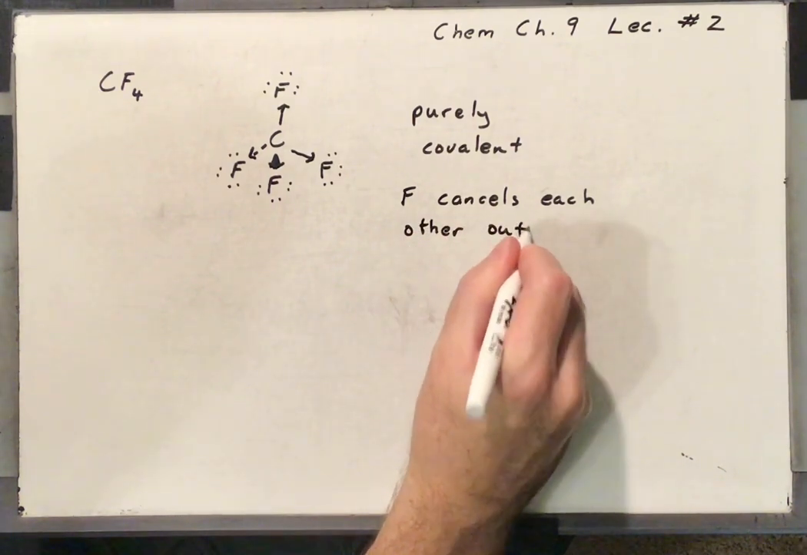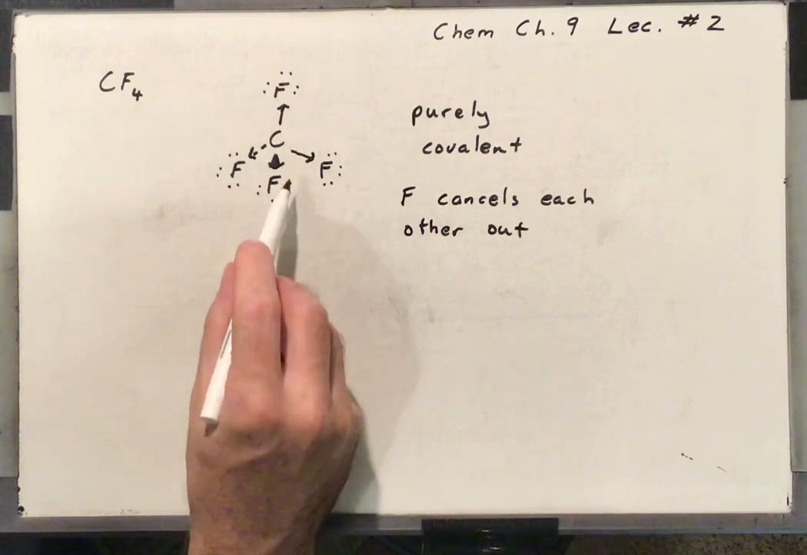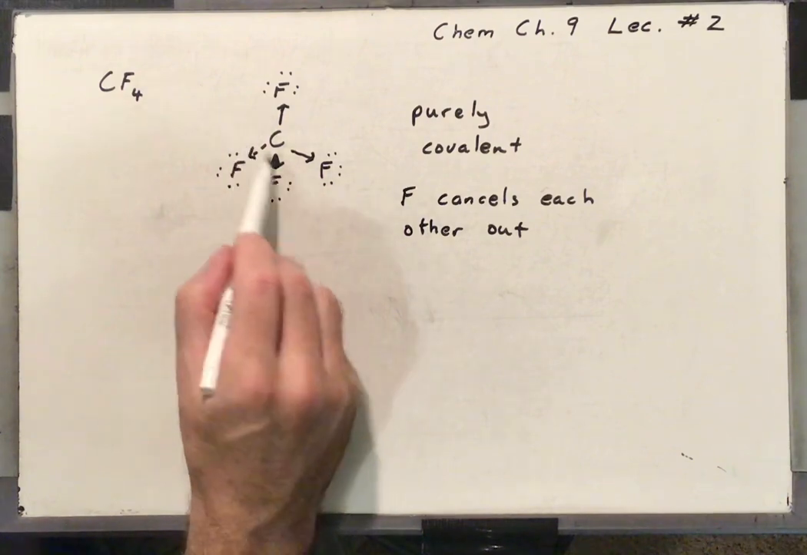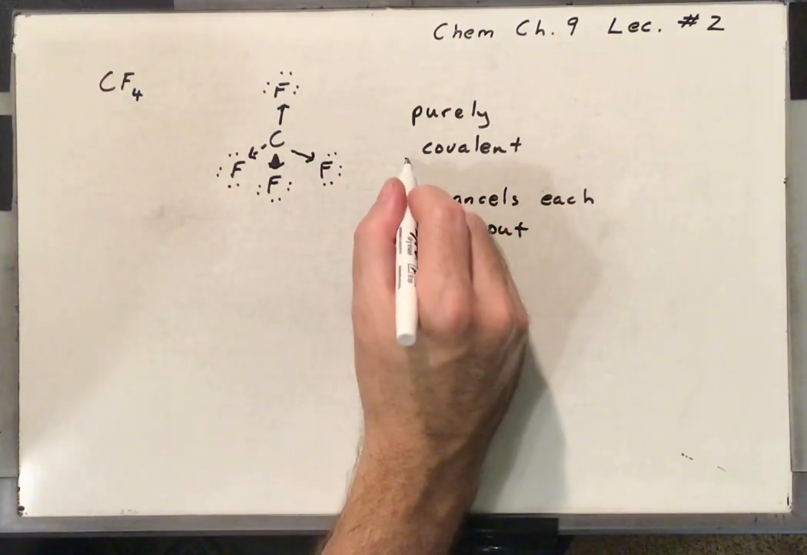So this is written in your notes. Since it's an even tug all the way around, think of it as: will the carbon move? No, it's an even tug all the way around. Fluorines are all the same. Carbon won't move, so it's purely covalent.